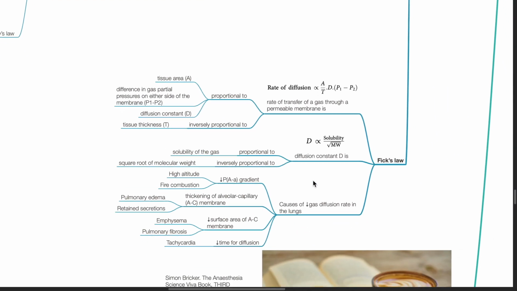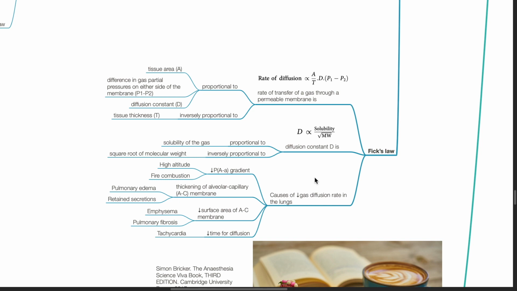Fick's law states that the rate of transfer of a gas through a permeable membrane is proportional to tissue area, A, difference in gas partial pressures on either side of the membrane, P1 minus P2, and diffusion constant D, and the rate of diffusion is inversely proportional to tissue thickness. Rate of diffusion is proportional to A divided by T times D times P1 minus P2. The diffusion constant is proportional to solubility of the gas and inversely proportional to the square root of the molecular weight.